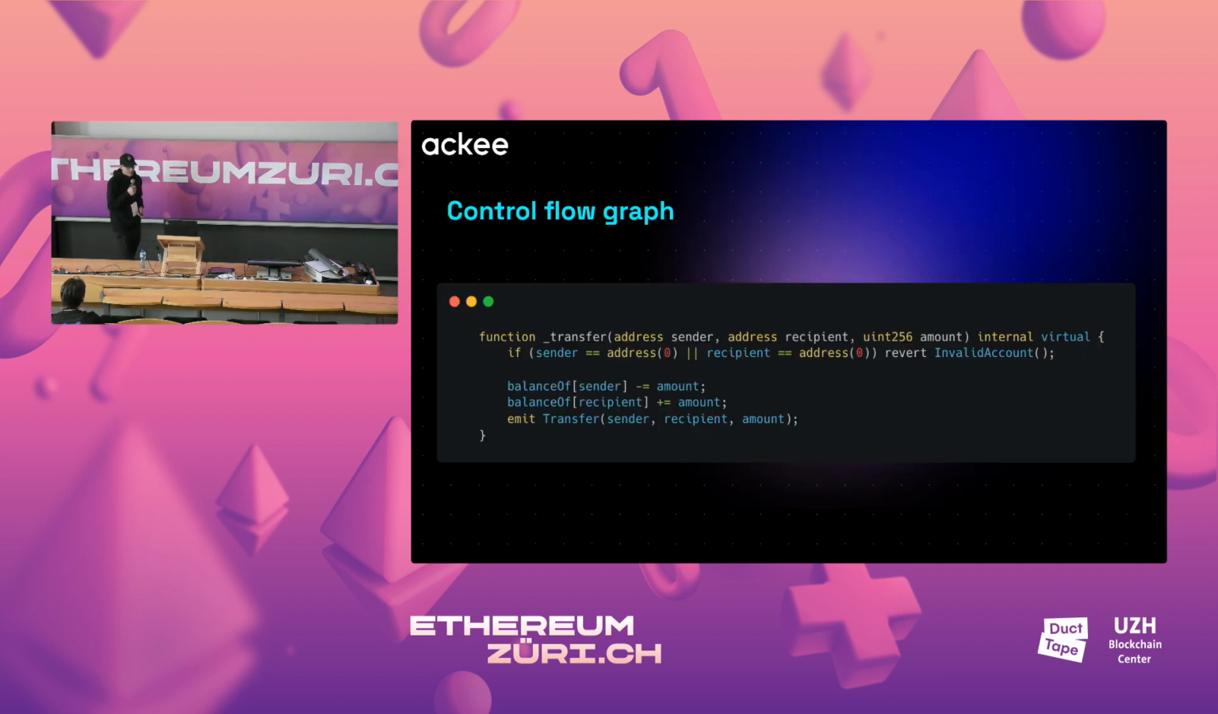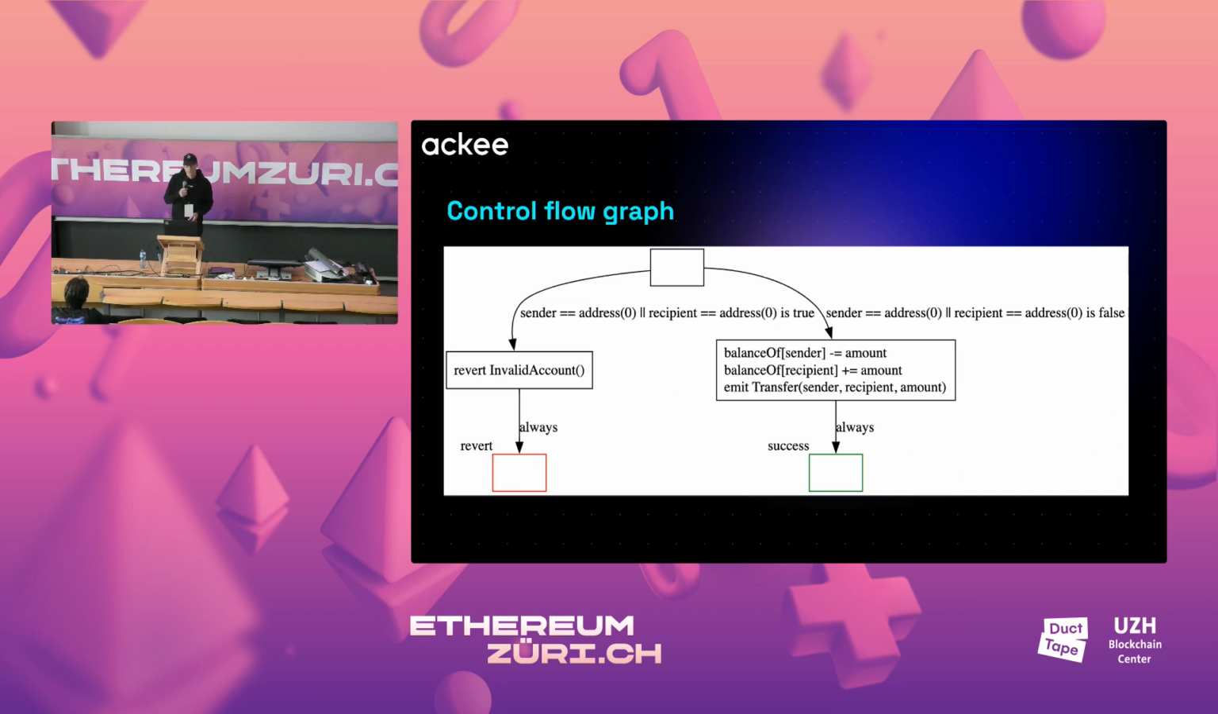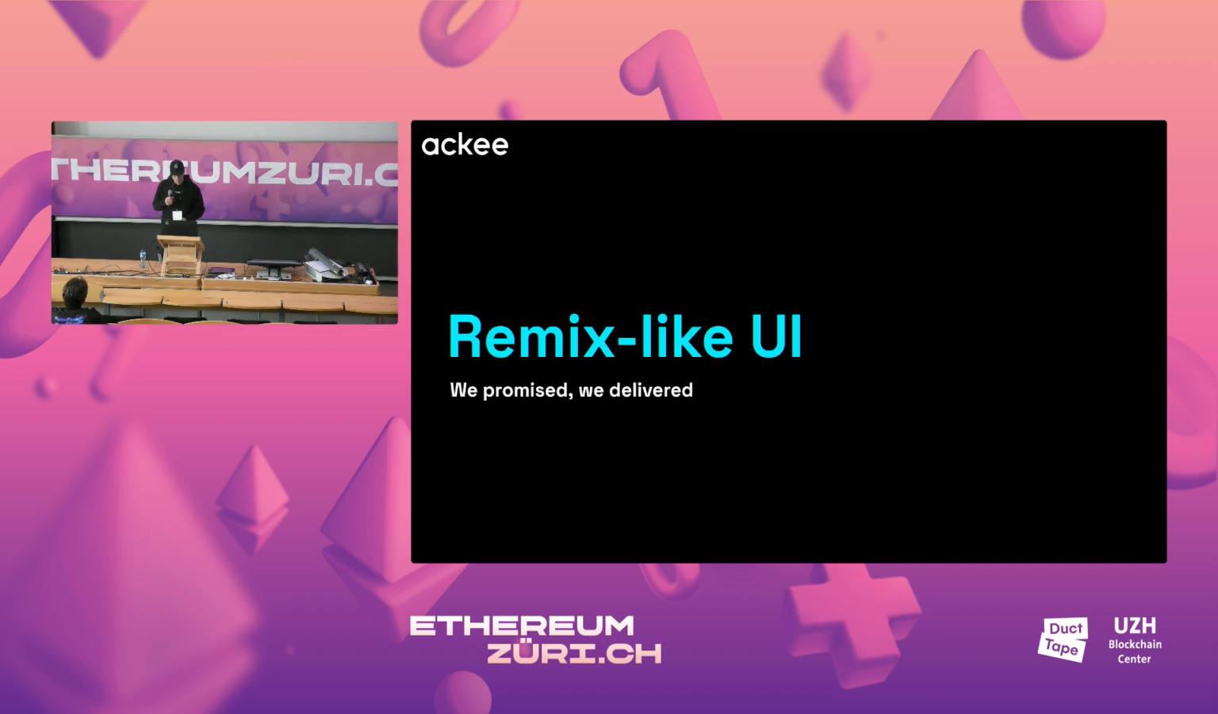The next type of graph is the control flow graph, which transforms this easy transfer function into this graph. So you can see all the execution branches of your code. So it can be useful sometimes as well.